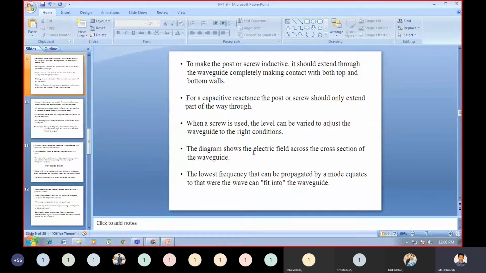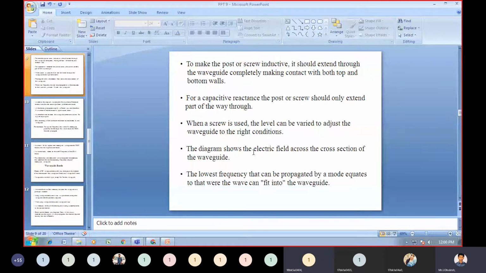For a capacitive reactance, the post or screw should only extend part of the way through.